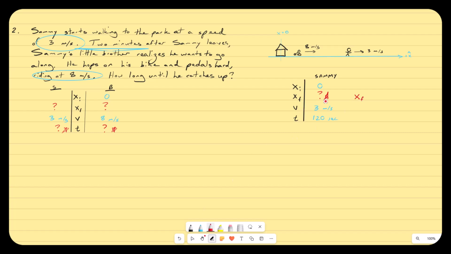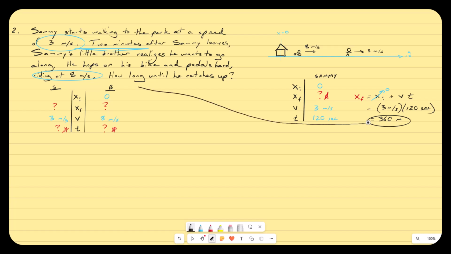X final is what we're solving for, which is good because it's the only unknown. X final is X initial plus V T. X initial is 0. 3 meters per second times 120 seconds. Sammy is 360 meters into this trip. That value will be where Sammy is when the brother first starts moving. So that's my 360 meters.